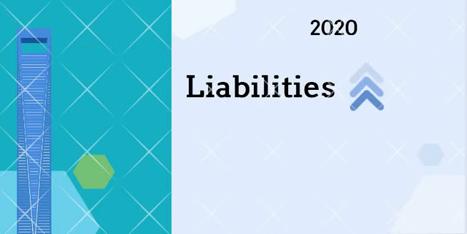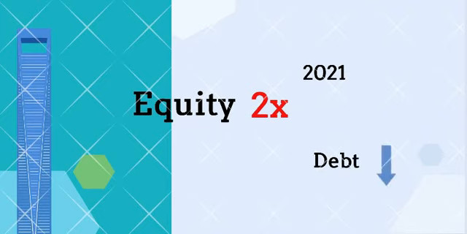Now let's talk about its balance sheet. In the past few years its assets have been increasing with every passing year, but in 2020 it had a sudden boost in its liabilities, and we all know the reason behind it. If we talk about its equity, it went down in 2020, but in 2021 it has 2 times the equity compared to 2020, and its liabilities have also decreased.